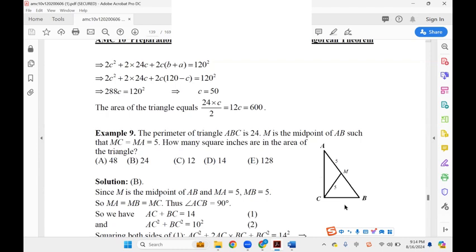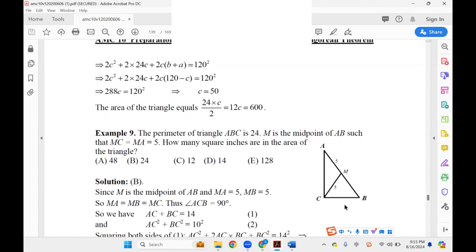So from here, we can get this 90 degrees. And then this is 5. This is 5, which means this one is 10. Right? So from here, we can get 24. And beside this, we want to get to know the area. So we want to get to know this.